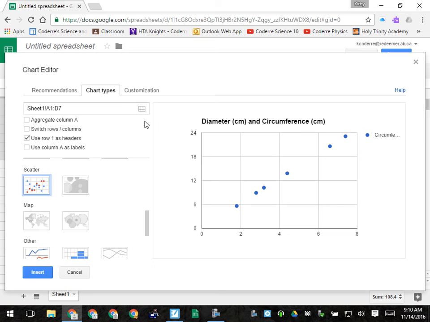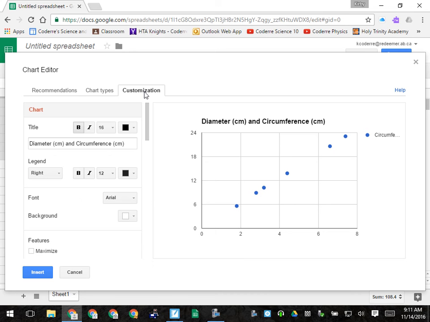Then you can see here it's already checked use row 1 as headers, which means it recognized there were no numbers in the first row and that it shouldn't try and put that in the graph. It recognizes they're labels and it's not going to put them in there. All right, then we're going to go to customization. And this is where we can put in a proper title and labels on axes and things like that.